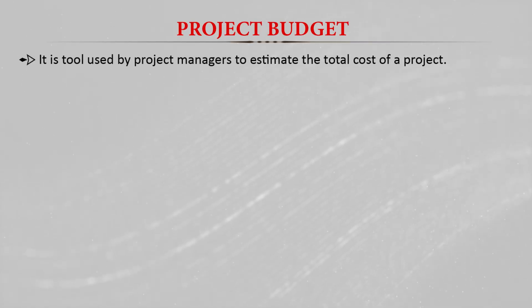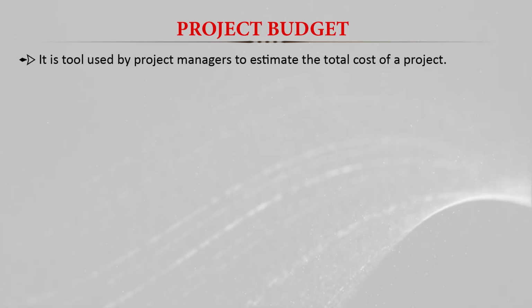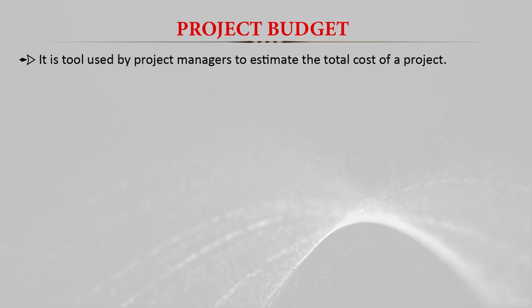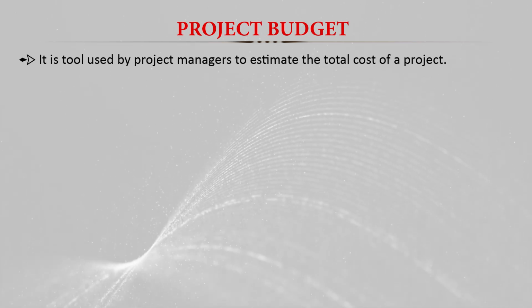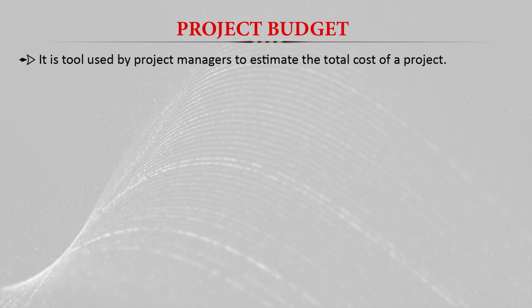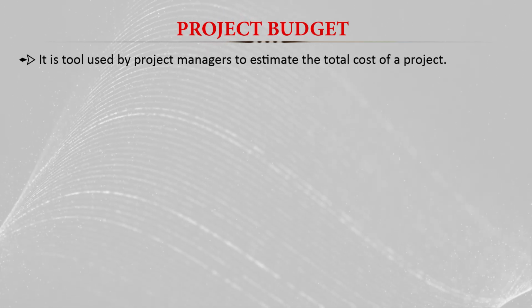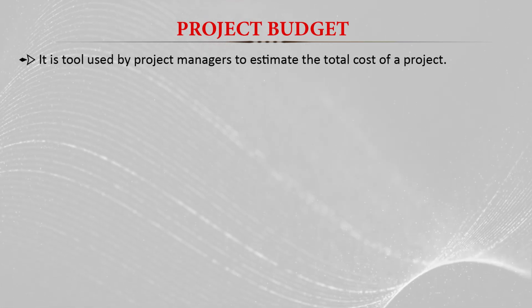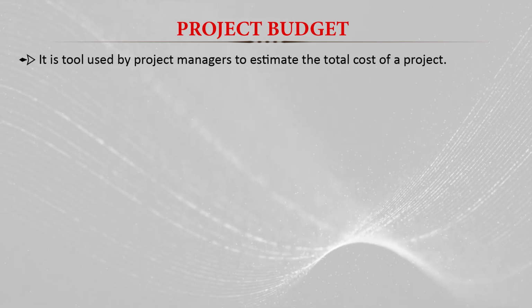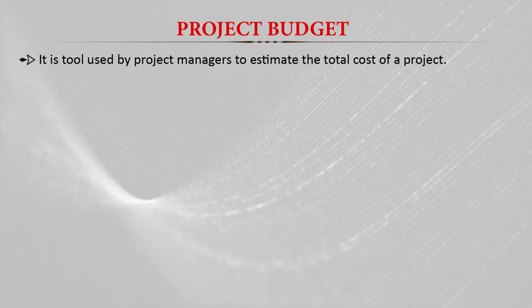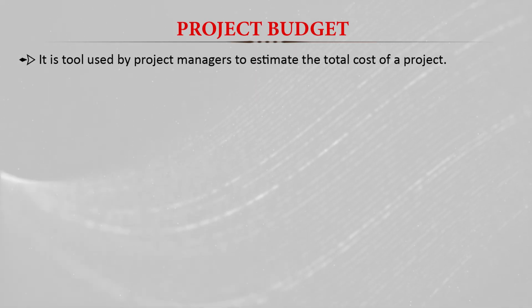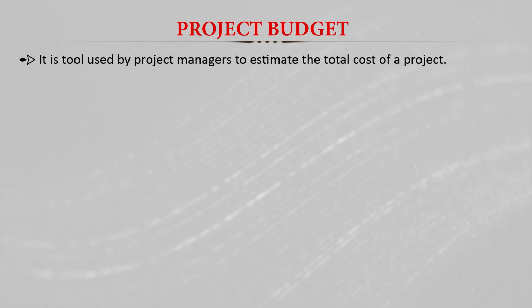So let us start: what is the project budget actually. So project budget is basically a tool used by the project manager to estimate the cost of a project. So this is an important tool for the project manager, and he or she estimates the cost of the project or activities, or there may be different types of projects like a development project, maybe a research project, maybe an extension project, or a project by an agribusiness firm, or a project by some large business corporate house.